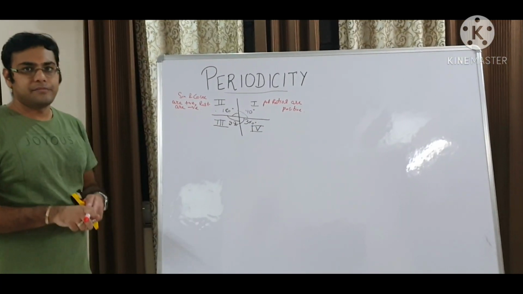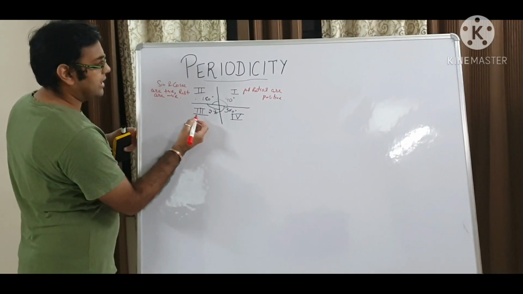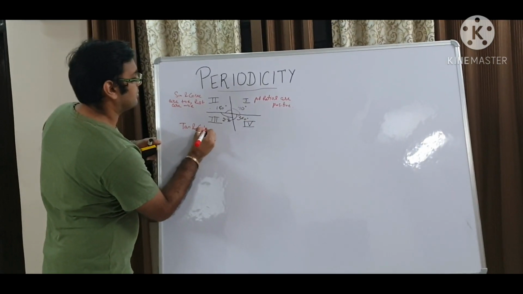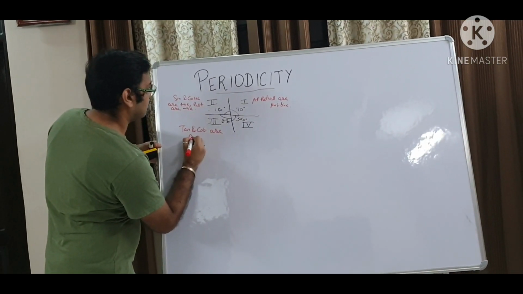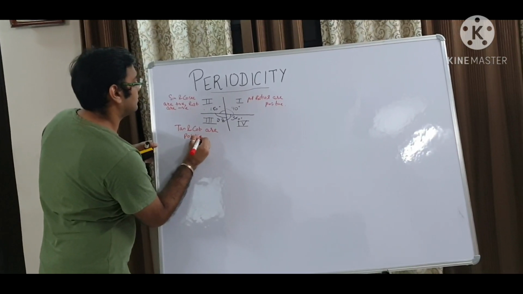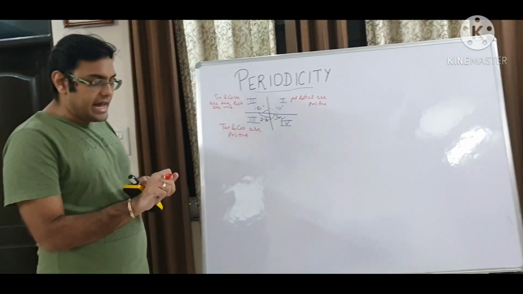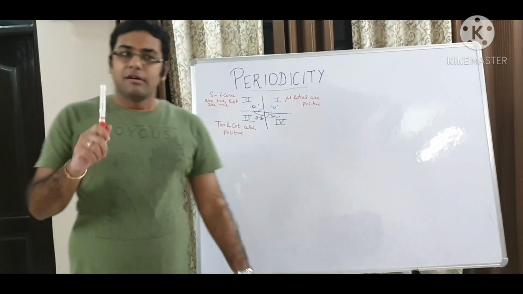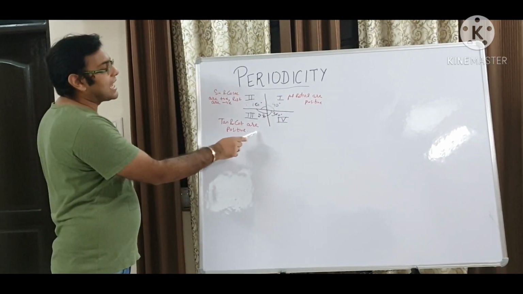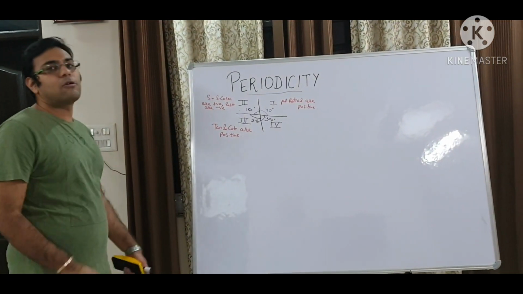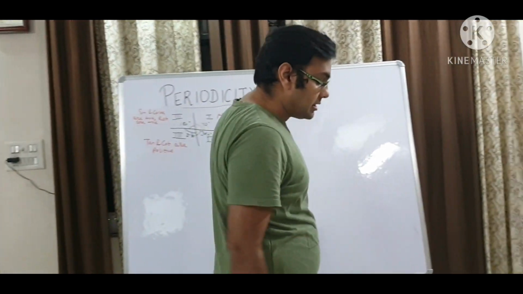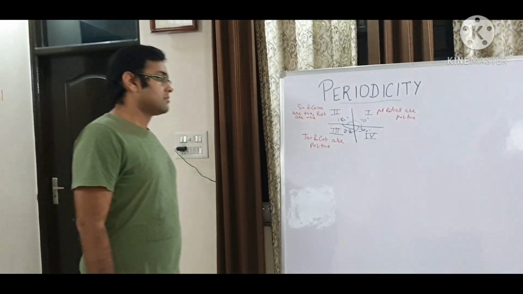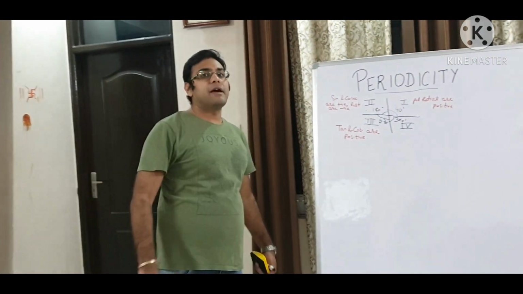In this quadrant, tan theta and cot theta are positive. Why? Because sin and cos are negative in the third quadrant, from 180 degrees to 270 degrees, or you can say from pi to 3 pi by 2.